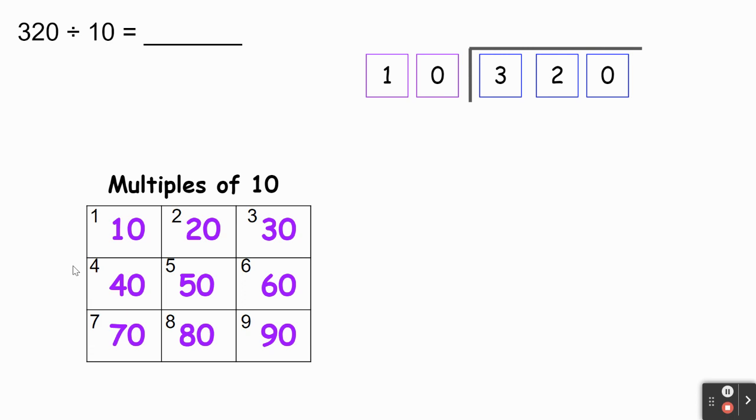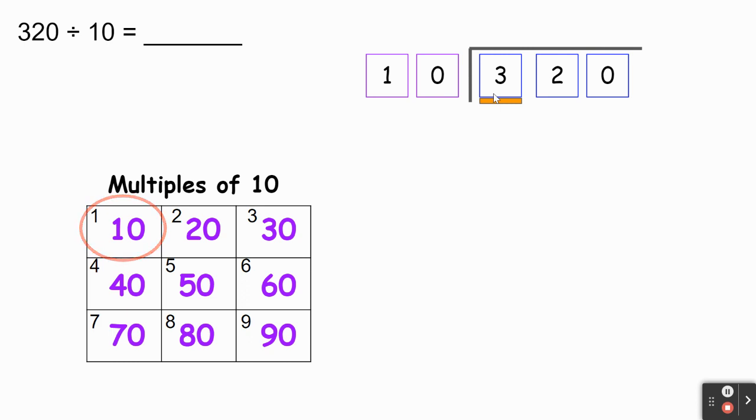Let's start by dividing our biggest place value first, which is the hundreds place. So we're asking ourselves, what can we multiply by 10 to get closest to 3 without going over? Well, if we look at our first multiple of 10, we know that 10 times 1 is 10. That's already too big. We don't have 10 hundreds to share. We only have 3. So that means we don't have enough hundreds to share evenly between 10 groups.